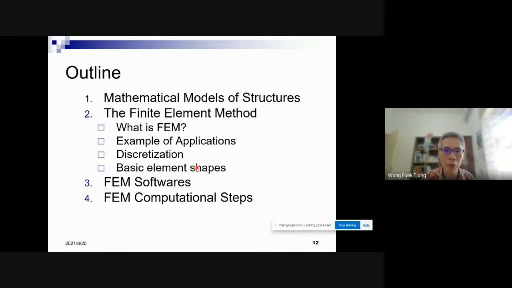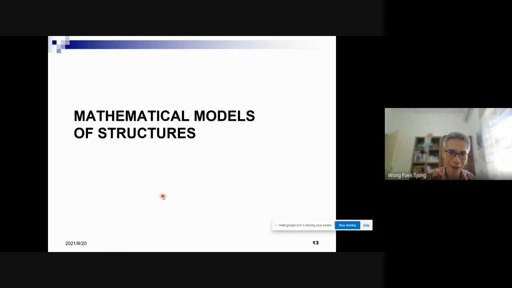First, I'm going to talk about mathematical models of structures, and then this is the core, right? What is finite element? Examples, the concepts, important concepts in the finite element method, discretization, basic elements, and then software, and then basic finite element computer steps. So let's start. Mathematical models of structures.